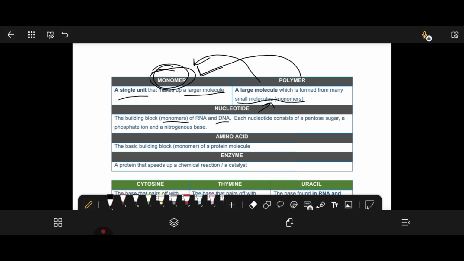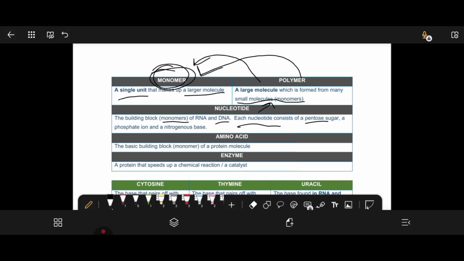Each nucleotide consists of a pentose sugar. What is a pentose sugar? Basically, a pentose sugar is a 5-carbon sugar like ribose or deoxyribose. So basically, it is the backbone of DNA and RNA. So you need to understand it is a 5-carbon sugar like ribose or deoxyribose. That is a pentose sugar.